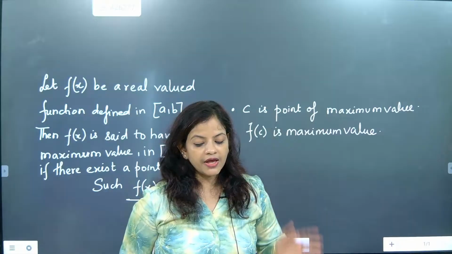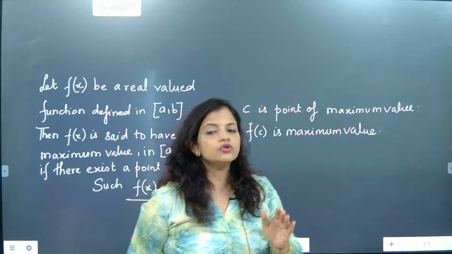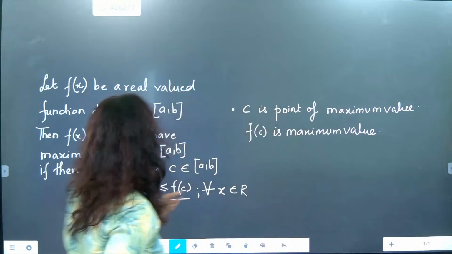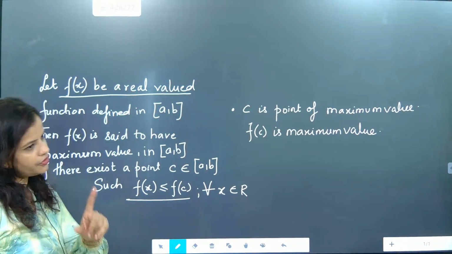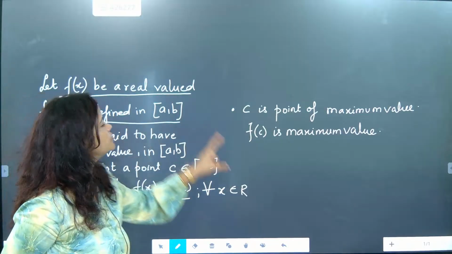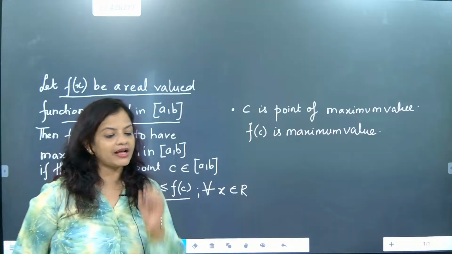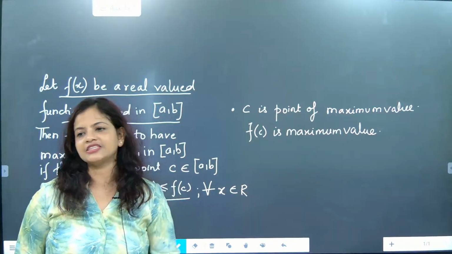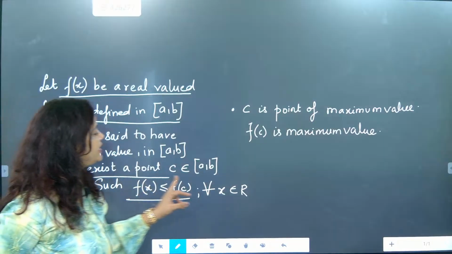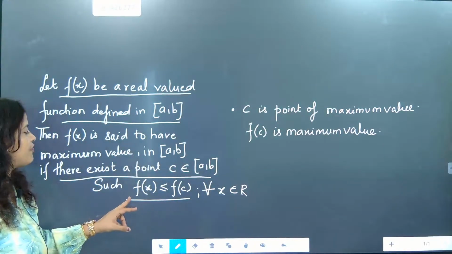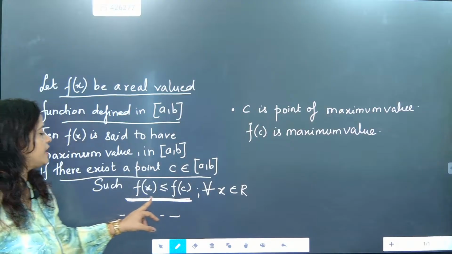So please understand this one. We have understood one very important point: f of x is a real valued function, and second, it is defined in the closed interval AB. Then it will have a maximum value when there exists a point C such that f of x is less than or equal to f of C. This is one of the most important conditions.